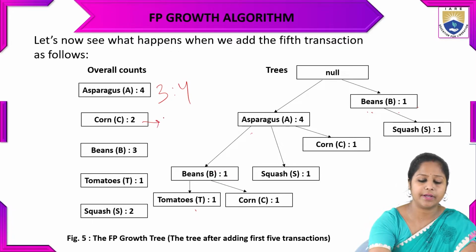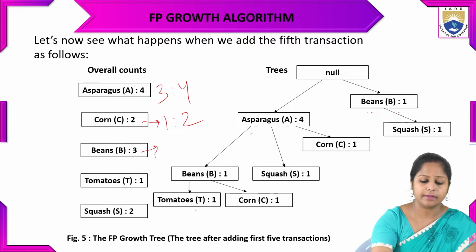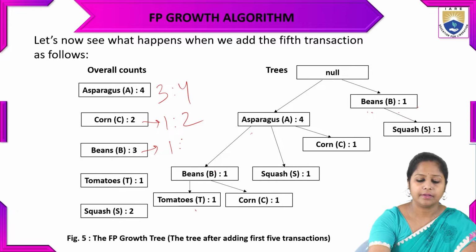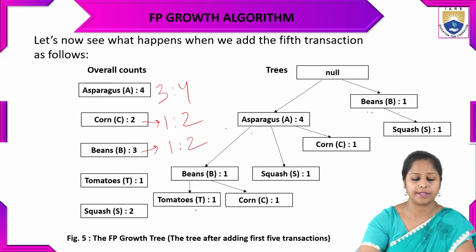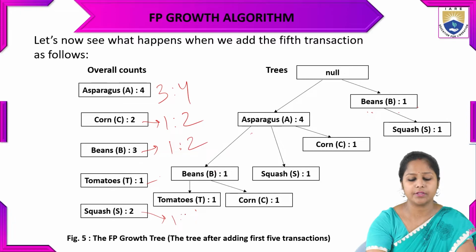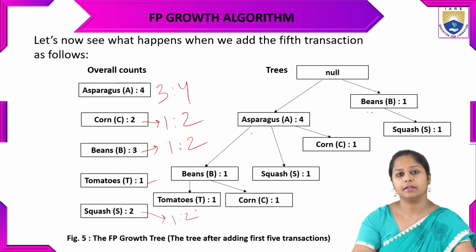Corn was there as 1. We have to increase this to 2. The beans were there as 1, now it is 2 for the 4th transaction. And tomato was there as 1, the same as earlier. Squash was there as 1, now it is 2. So now we have to add these 4 items in the next FP tree. We have to construct the FP tree for that.